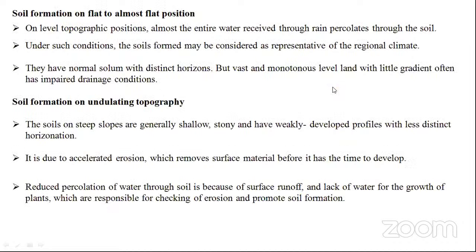So students, now I'm going to ask you about soils on a flat and almost flat position. It's time for discussion. We should discuss the subject, then only can we get good ideas of it. What is the condition of soil on a flat, almost flat surface? There are no undulations, nothing. The topography is completely flat, almost level. So what kind of soils can you find? What is the condition of soil in that position? Any idea, students?